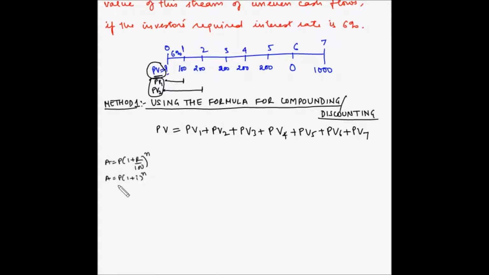So in case of PV1, first let's convert this into the future value and present value. So A can be written as future value. This is equal to present value into 1 plus I to the power n.